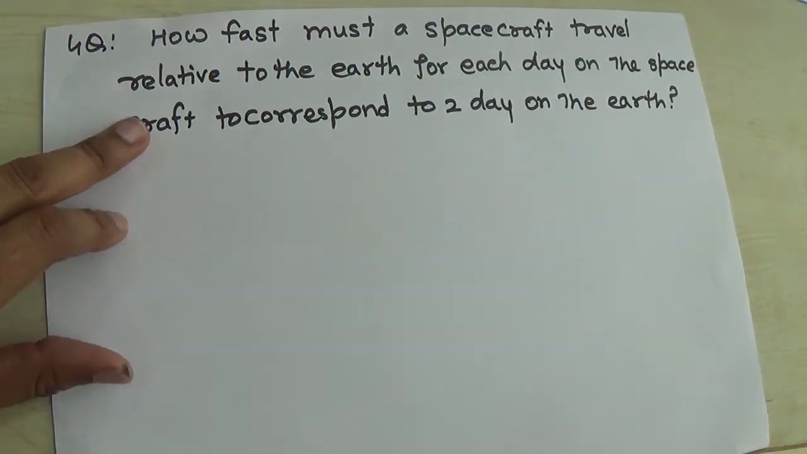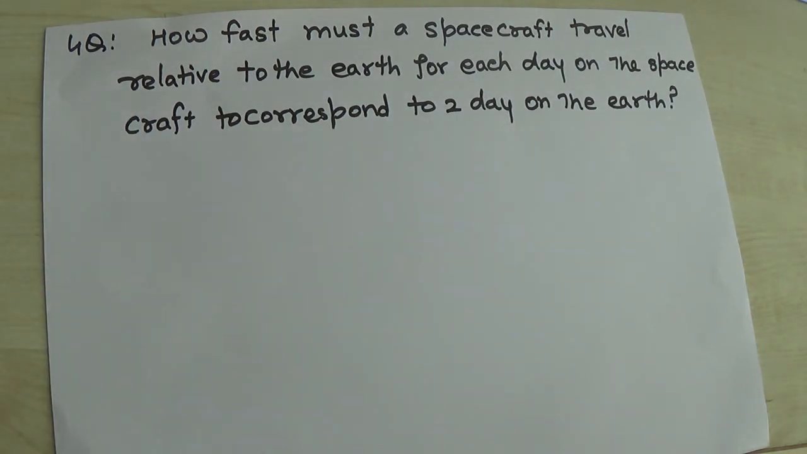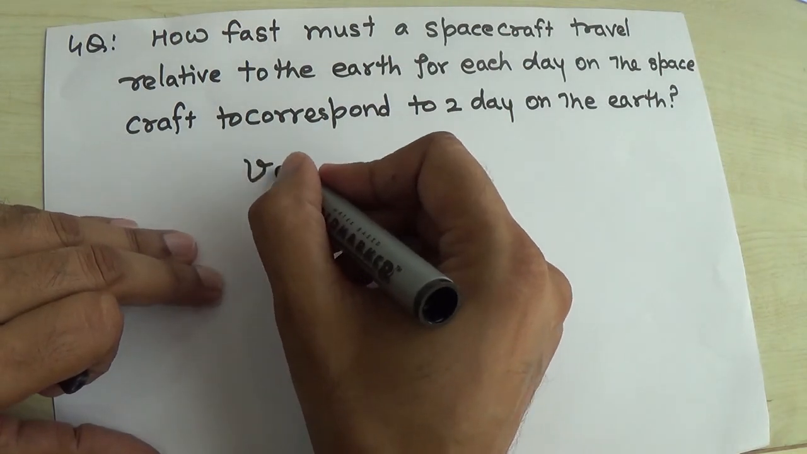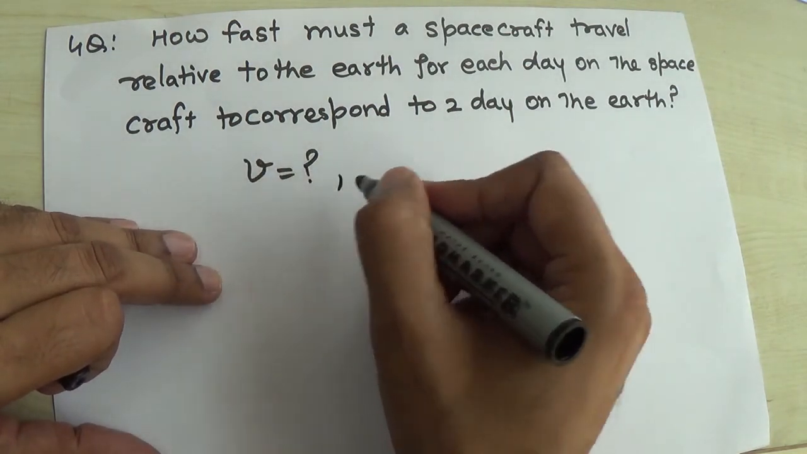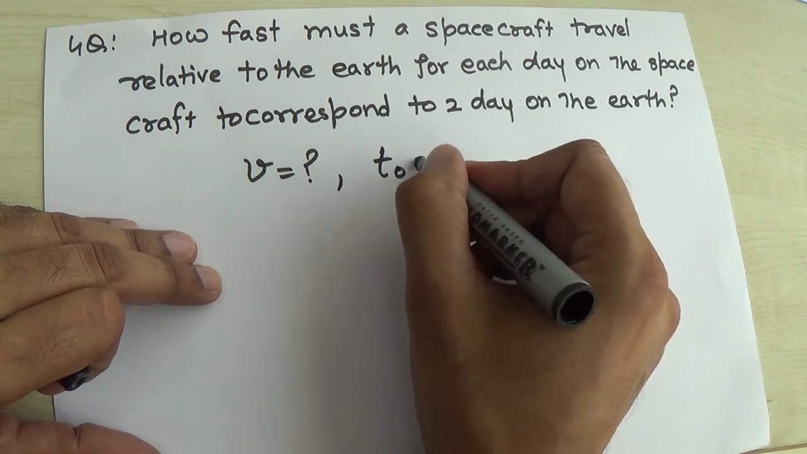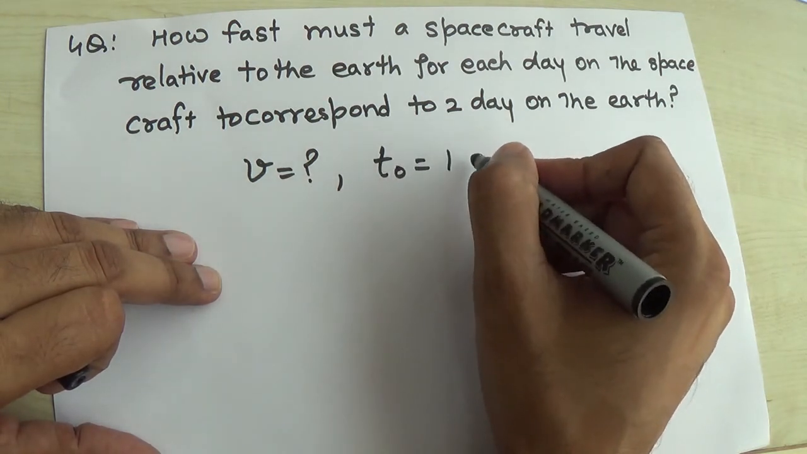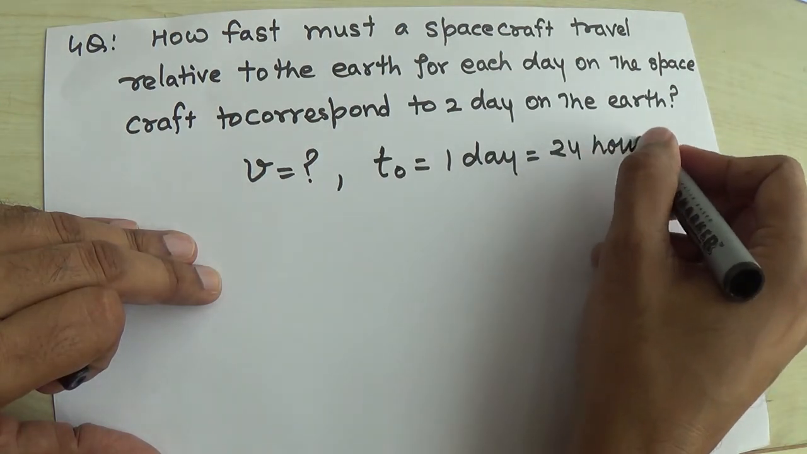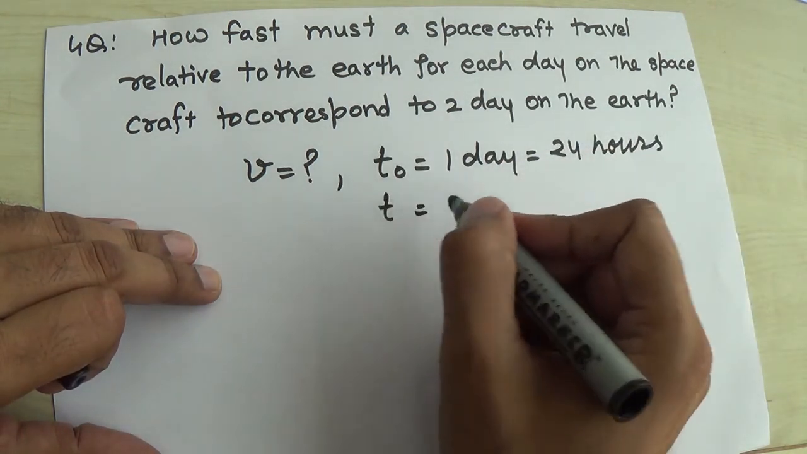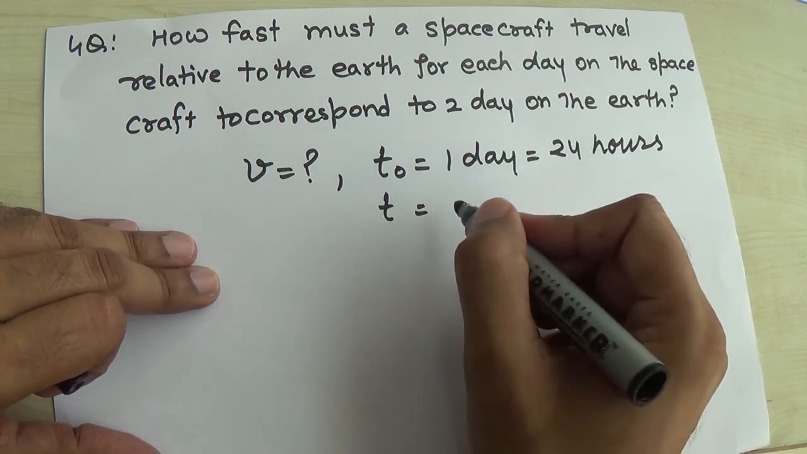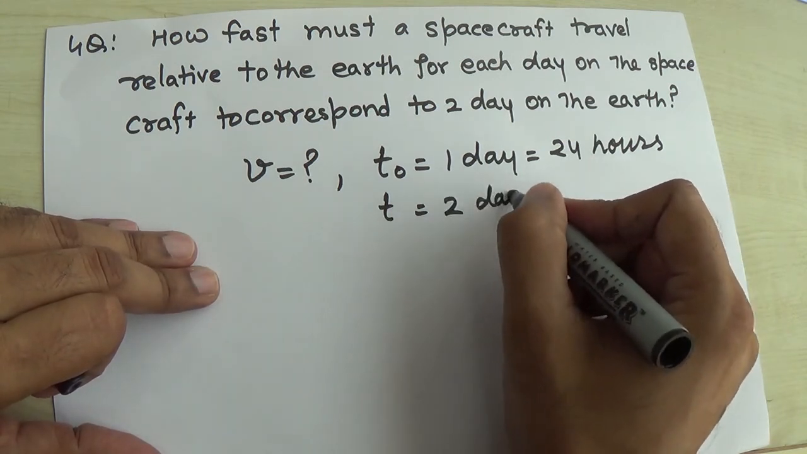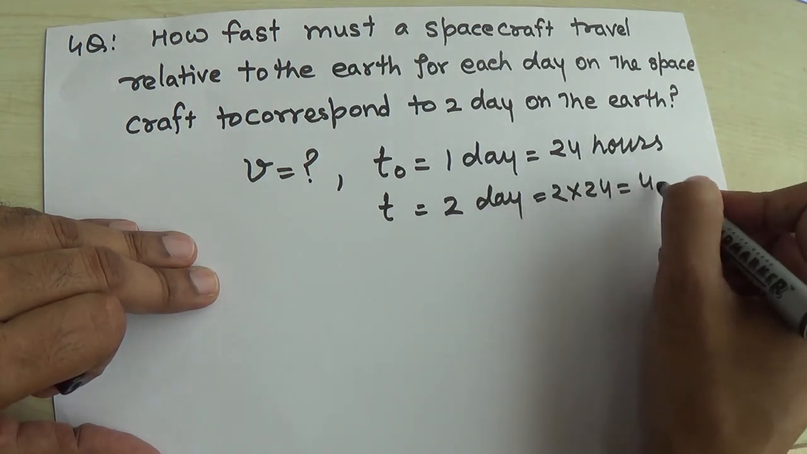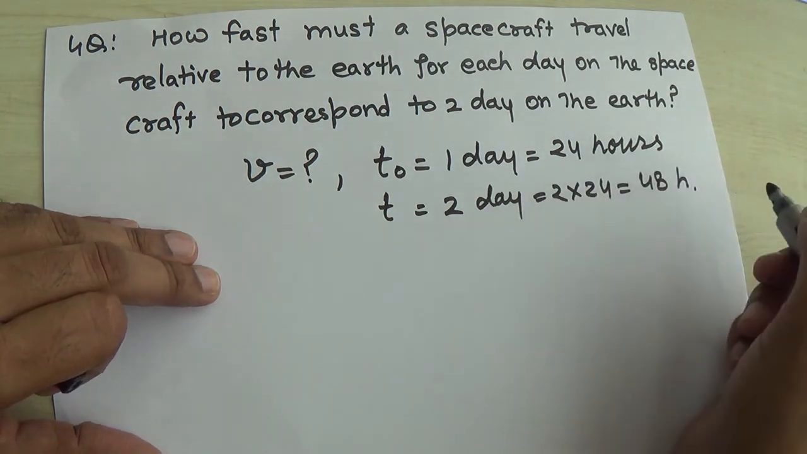So from this numerical problem it is very clear that we have to find out V. Given is T naught, that is 1 day, that means 24 hours, and T is given, the time on the Earth, that is 2 days, that means 2 into 24, that is equal to 48 hours, right?